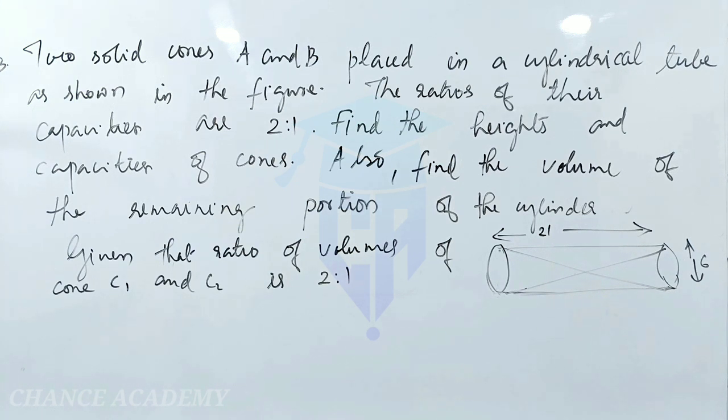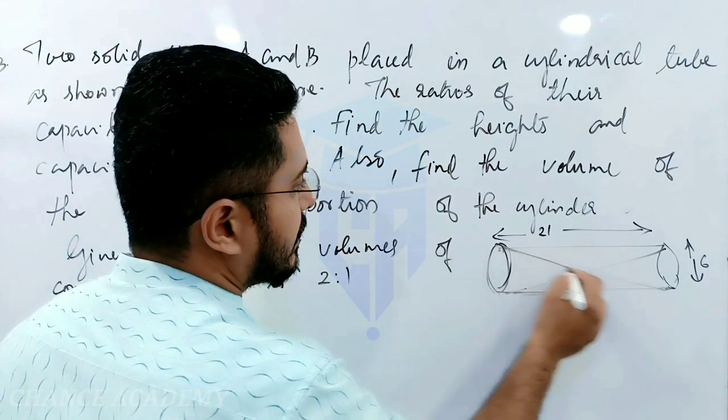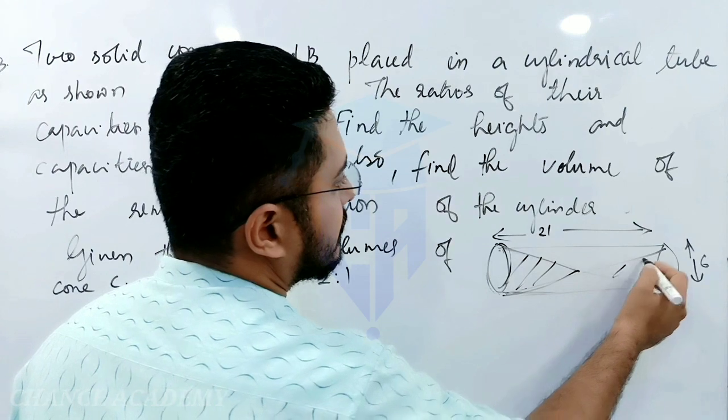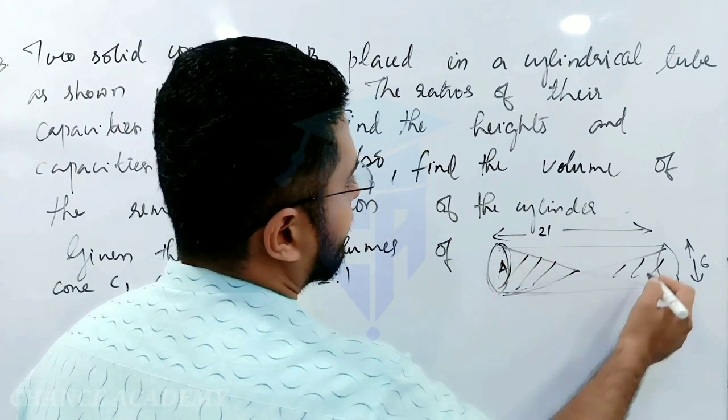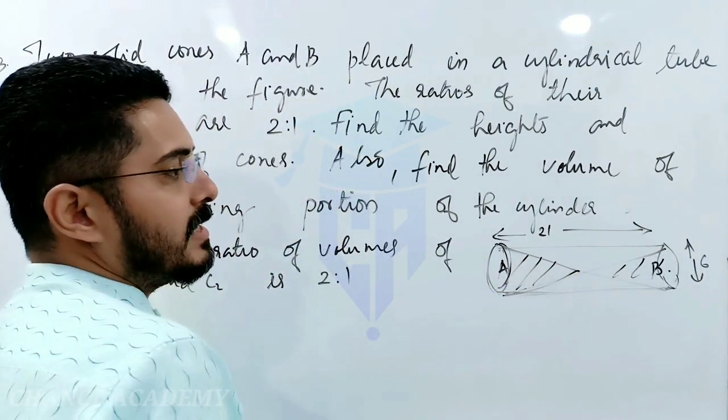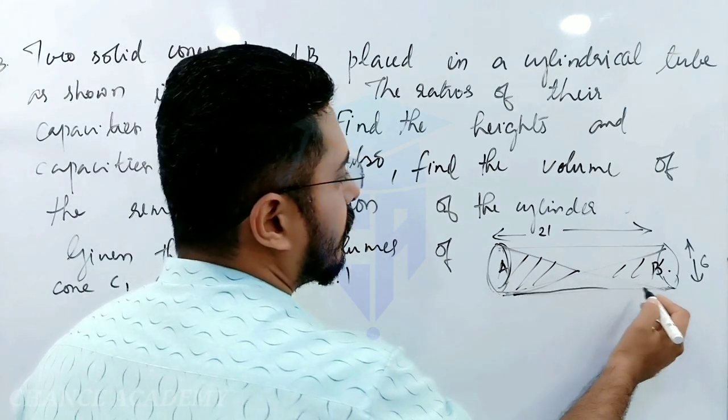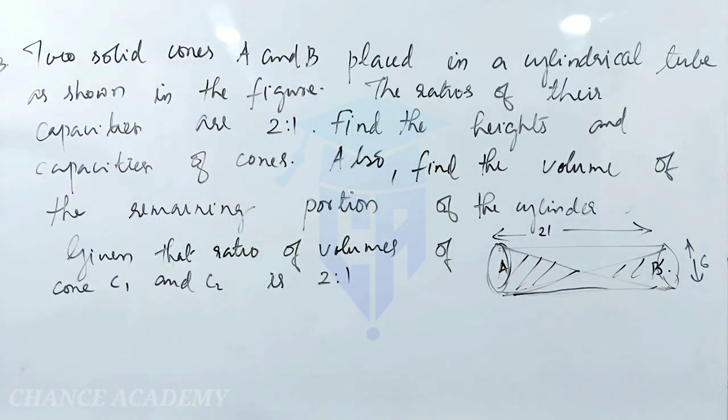So in this question, two cones are being taken off from a cylinder. This is the first cone and this is the second cone. One is named A and one is named B. We need to find the volume of the remaining portion of the cylinder. Since it's a 5-mark question, do focus on the steps. It will be slightly lengthy, but you can answer step by step, and for all those steps you will be getting the marks.